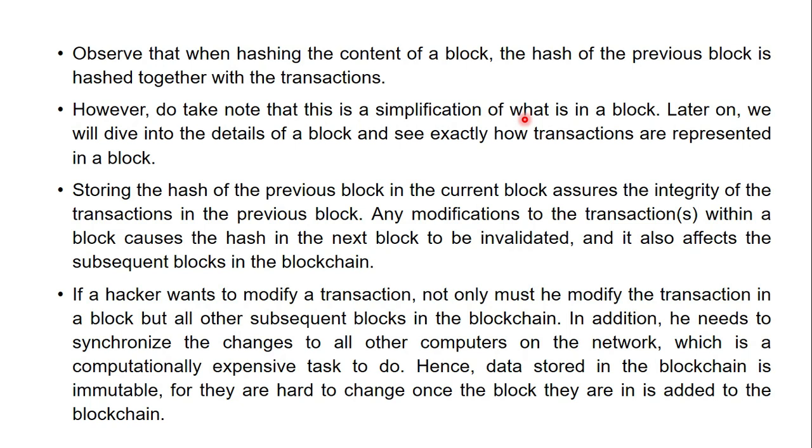Later on, we will deep dive into the details of a block and see exactly how the transactions are represented in a block. Storing the hash of the previous block in the current block assures the integrity of the transactions in the previous block. Any modification of the transactions within the block causes the hash of the next block to be invalidated, and it also affects the subsequent blocks in the blockchain, right? If a hacker wants to modify our transactions, not only must he modify the transactions in the block, but also in the subsequent blocks in the blockchain.